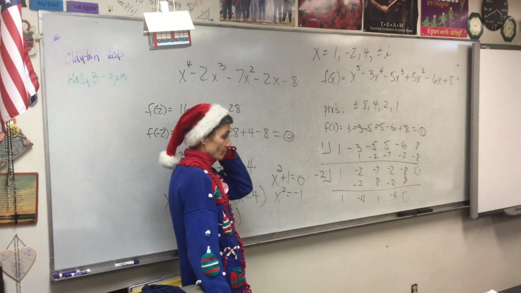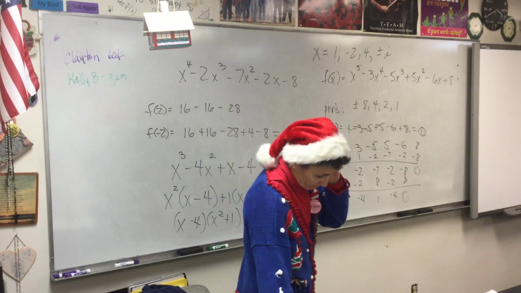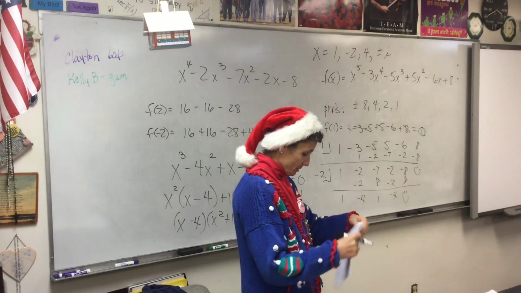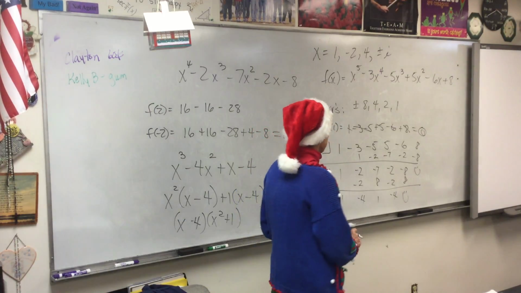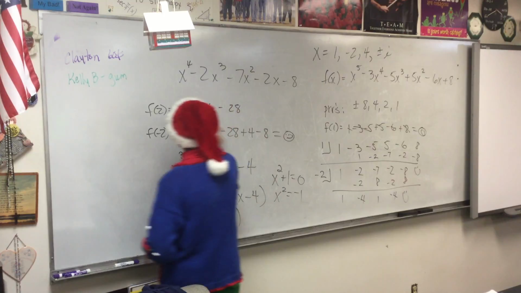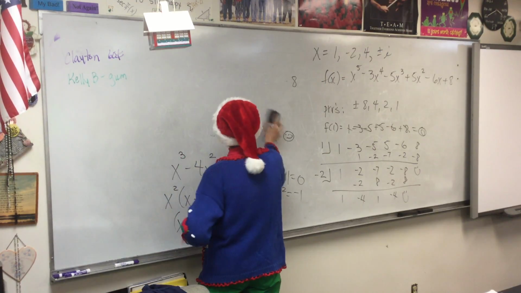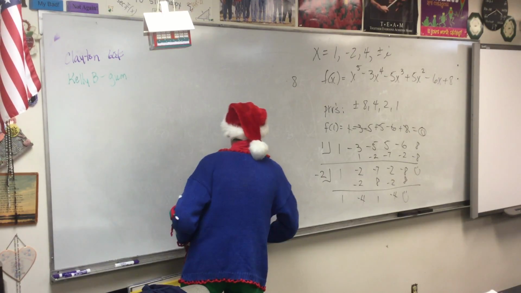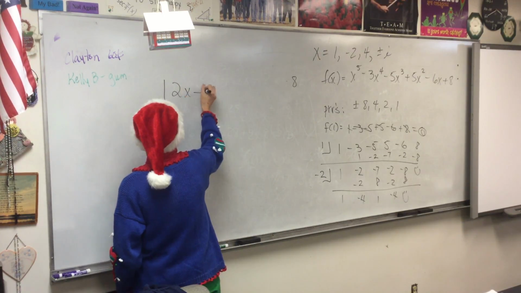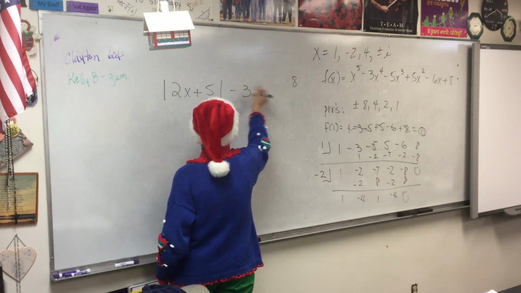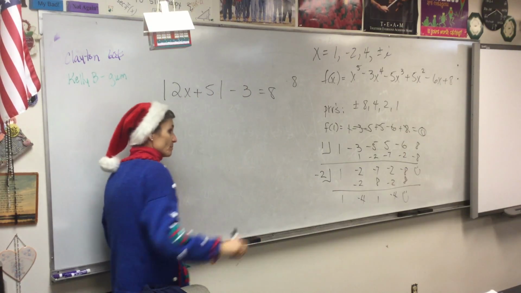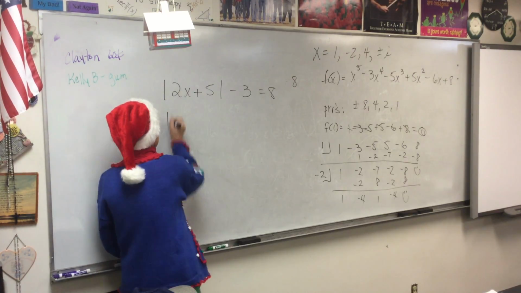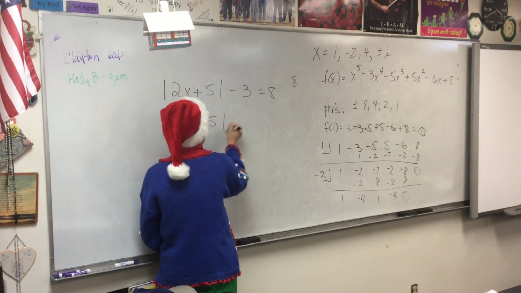Yes. For number 11, I forgot about the absolute values. Number 11 is solving an absolute value equation. I don't care how you solve it, somehow you got to solve an absolute value equation. So something like the absolute value of 2x plus 5 minus 3 equals 8, or something like that. You have to be able to solve that. So what do you do? You got to get that 3 over there. No matter what you're doing, you got to get that 3 over there.